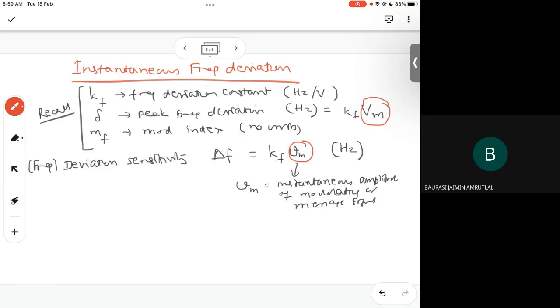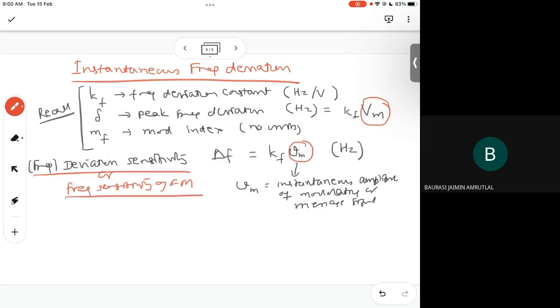So it is very important that your instantaneous frequency deviation is directly proportional to the instantaneous amplitude of the modulating signal. Sometimes this is also called simply the frequency sensitivity of FM. So it is one and the same thing.